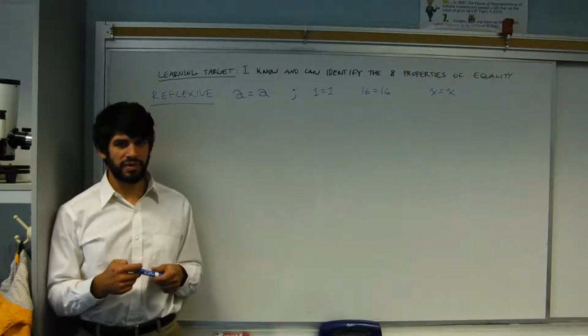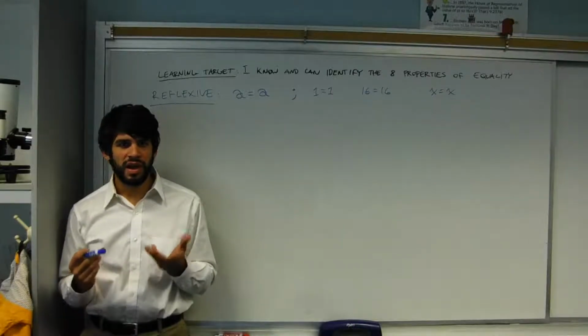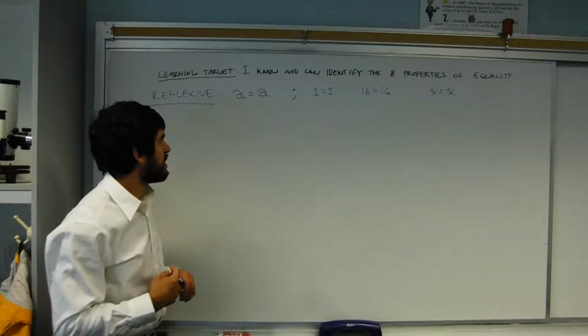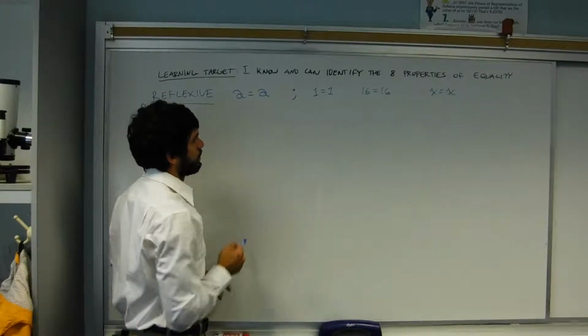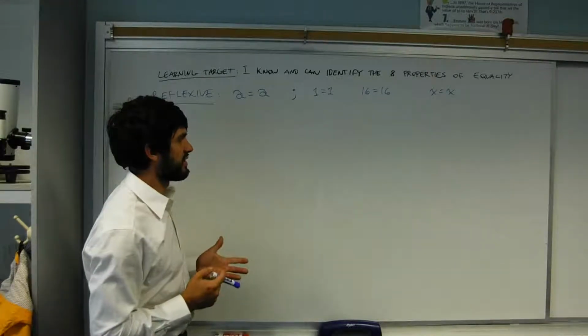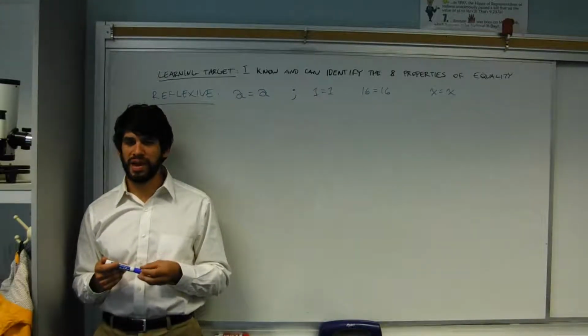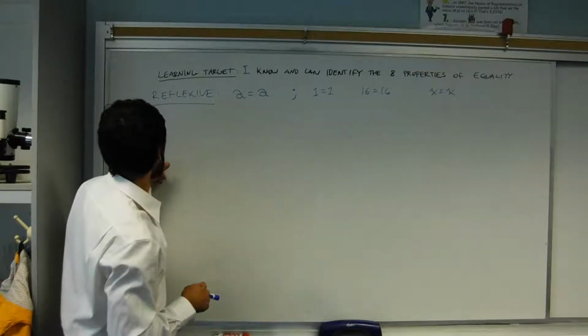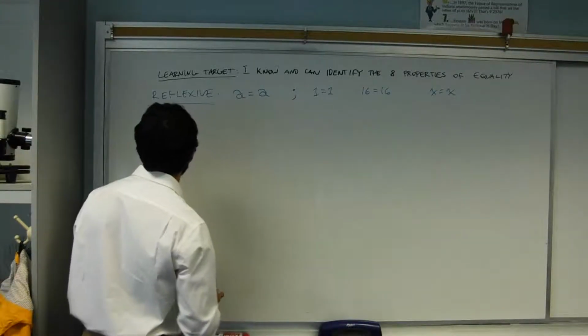This property looks really obvious, and it is, but it's really important because if we couldn't say 1 is equal to 1 and 16 is equal to 16, pretty much every other mathematical rule would just fall apart right there. So it's really important that we have this in writing.